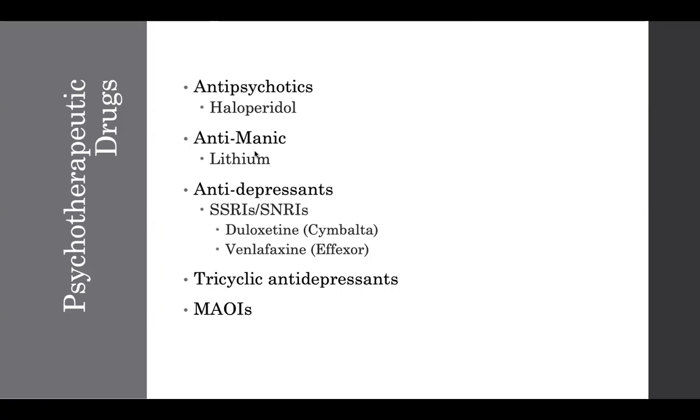For antidepressants, you have your SSRIs and your SNRIs. That's your serotonin. Sorry, give me a second. I lost my notes. Selective serotonin reuptake inhibitor. And your SNRIs, your serotonin norepinephrine reuptake inhibitors. So that's going to be your duloxetine or Cymbalta, and then your venlafaxine or Effexor.